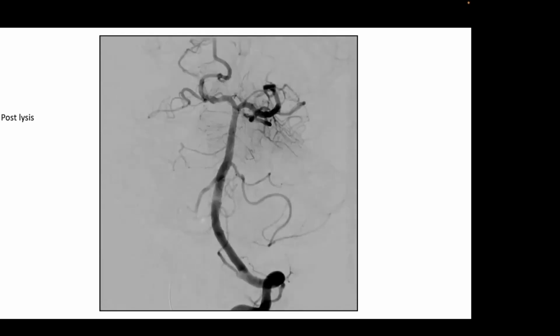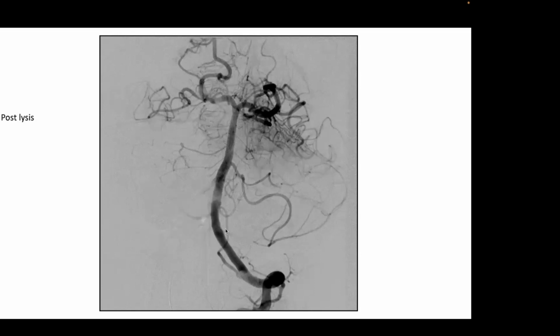And here we see the normal appearance of the vertebral artery. Here's a little bit of reflux on the other side, but not as much reflux because now we have flow going distal. This is again that V, but you'll notice that the superior cerebellar artery is occluded. And so this is what happens oftentimes, you have distal emboli. You see the same thing in the anterior circulation.